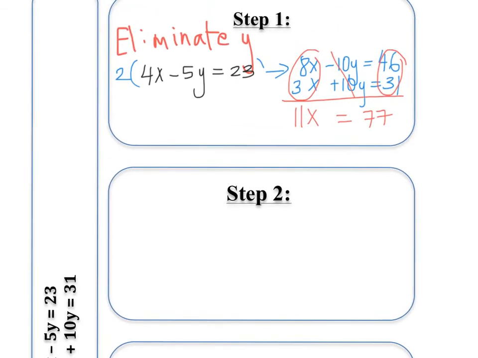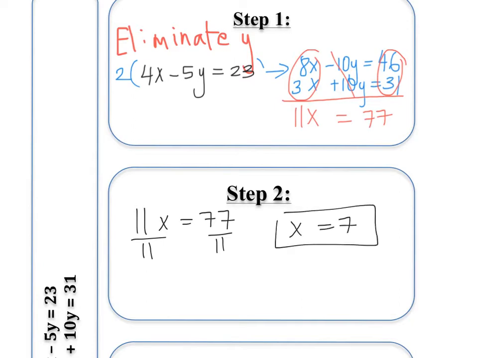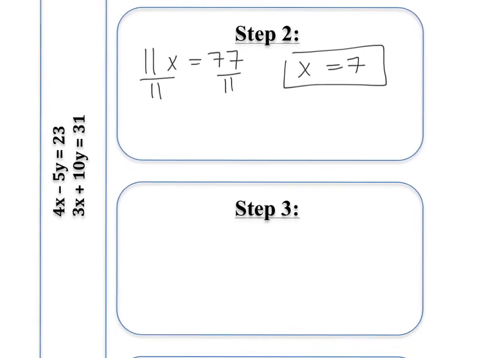Now the second step, I need to solve this resulting equation by solving for x. If I divide both sides by 11, I get x to be equal to 7. So I just got the first variable. Now to get the second variable, you need to plug this value in any of the original equations.